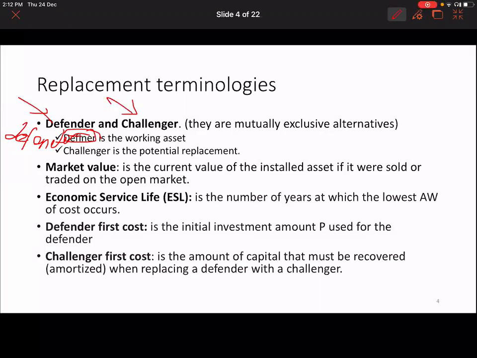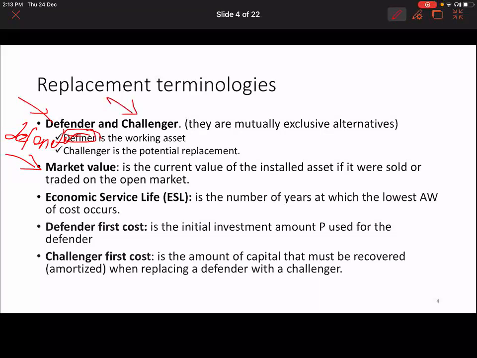So to do the replacement analysis, I need to know some other terminologies, such as the market value. You understand? I have the mobile phone. The market is the market. It doesn't change so much. Once you buy a new car, once you buy it, you lose some money if you want to sell it right now. This is the market value.